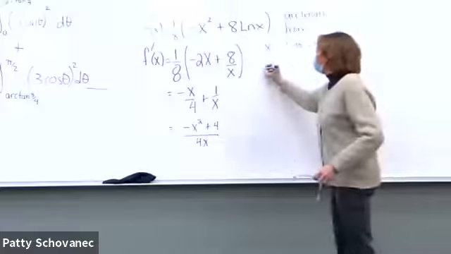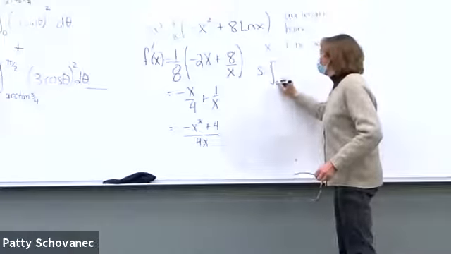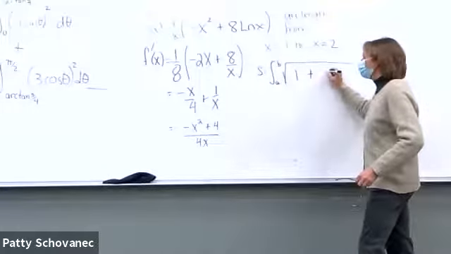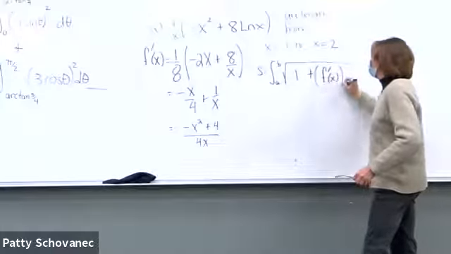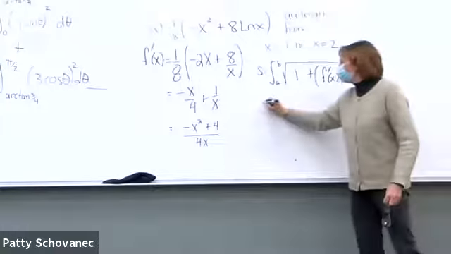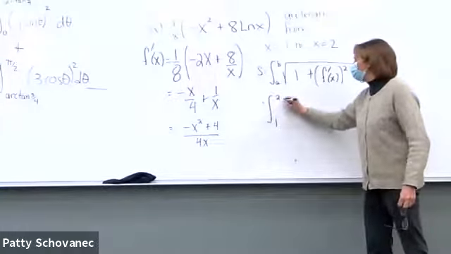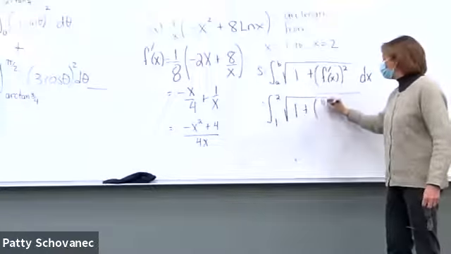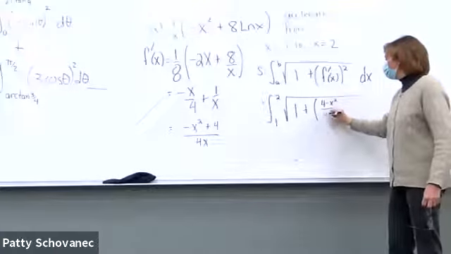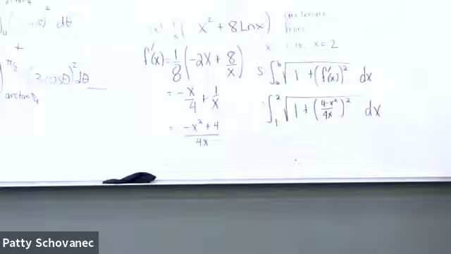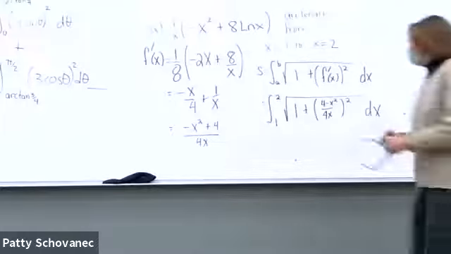Then our arc length formula has a square root sign here and a 1 plus our derivative squared. So we're going to integrate from 1 to 2, 1 plus that thing squared. Let me write it as 4 minus x squared over 4x. So far, so good. That's just feeding things into the formula. Now comes the algebra. We got to square that fraction.